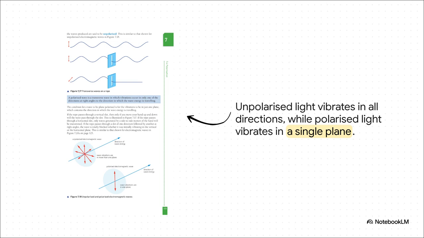Now look at this. The light on the left, unpolarized light, is just vibrating in every direction at once. It's wild. But the light on the right, that's polarized. It's neat, it's orderly. All its vibrations have been wrangled into just one single direction, or plane.